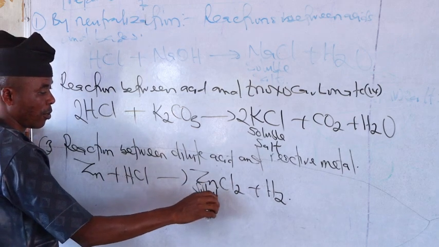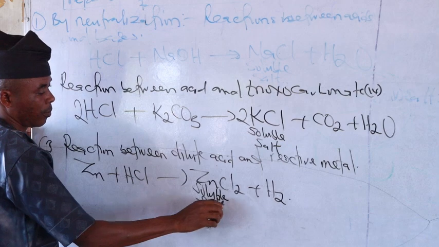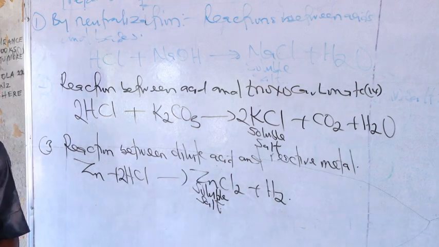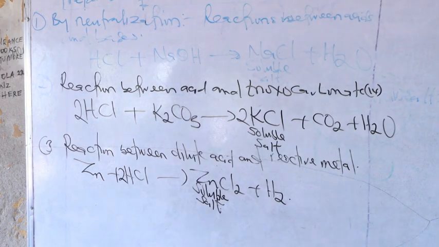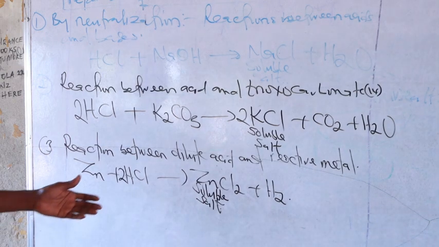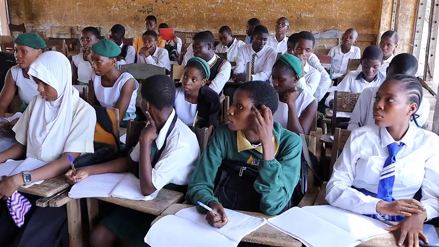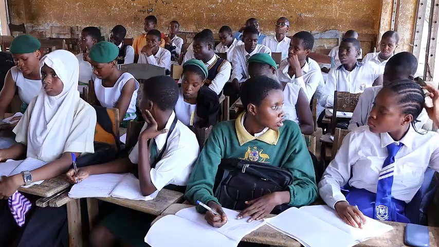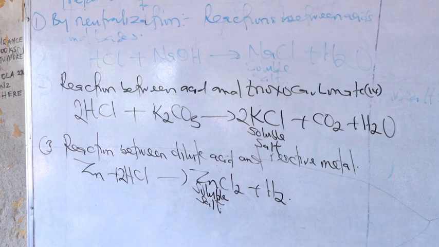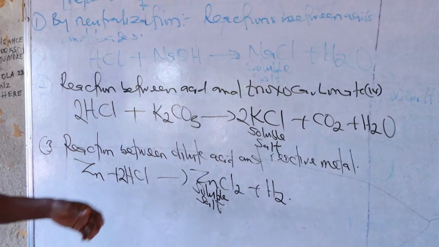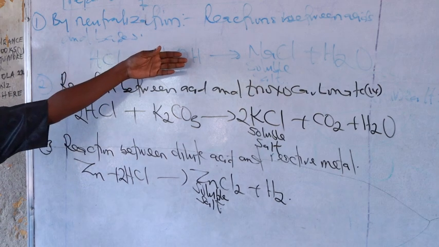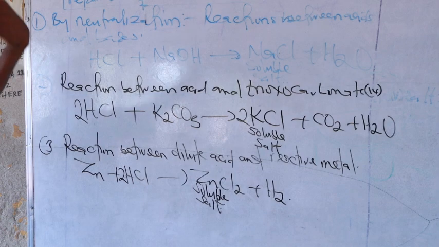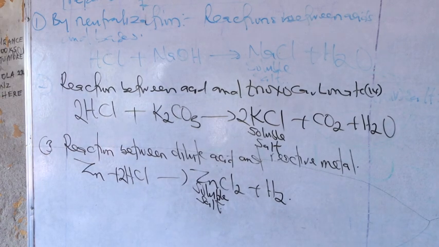That is another method of preparing salt. That means most times when we want to prepare a salt, we use a reaction between an acid and either a metal, a trioxocarbonate IV salt, or a reaction between the acid and a base. The base could be a soluble base or an insoluble base. What we use here is an insoluble base. If you use a soluble base, you are still going to have a soluble salt and water.